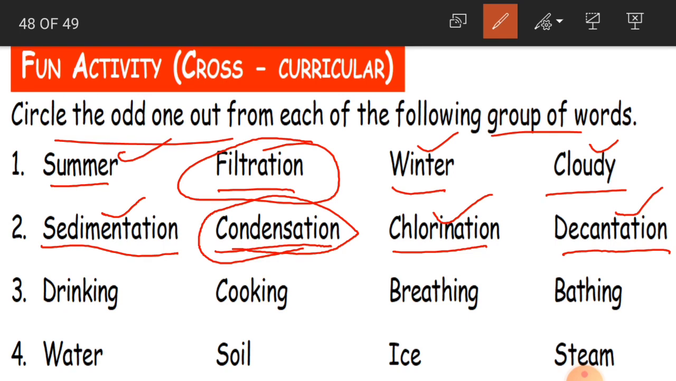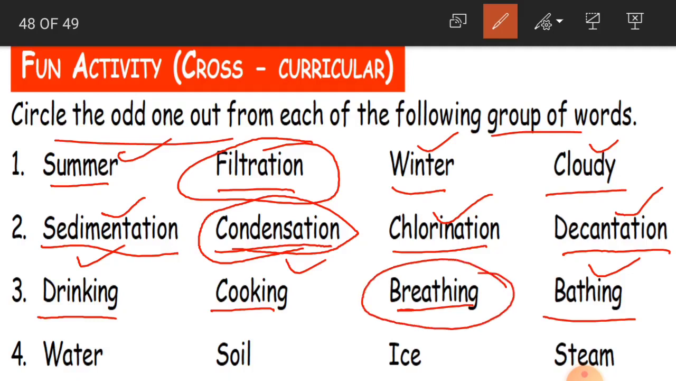Clear, children? Now the third one is drinking, cooking, breathing and bathing. Yes, drinking, cooking and bathing, for these 3 we use water but not for breathing. So that is why breathing is the odd one. Clear? Water, soil, ice and steam. Water, ice and steam are different forms of water, but soil is not connected with water. Clear, children? So that is why soil is the odd one. So I hope you are clear with all this.